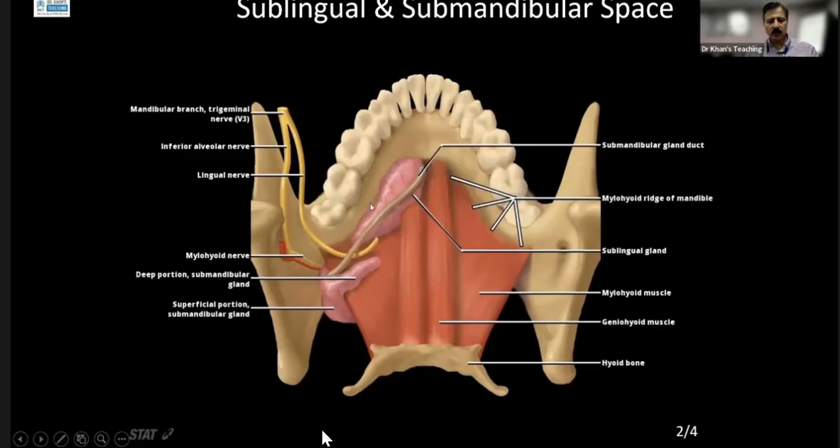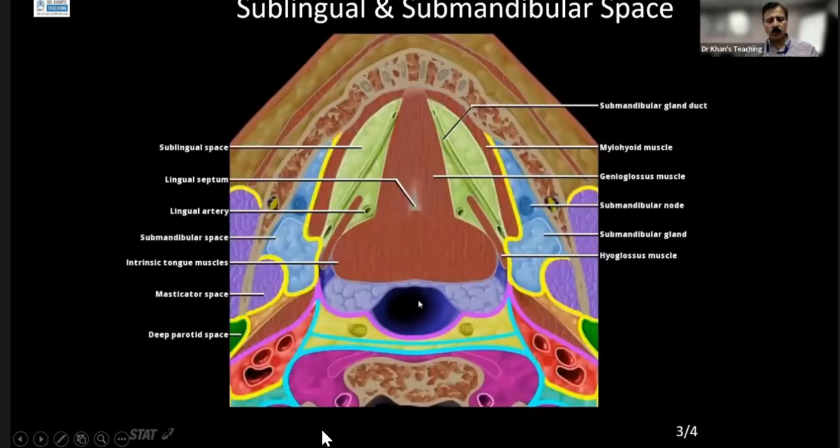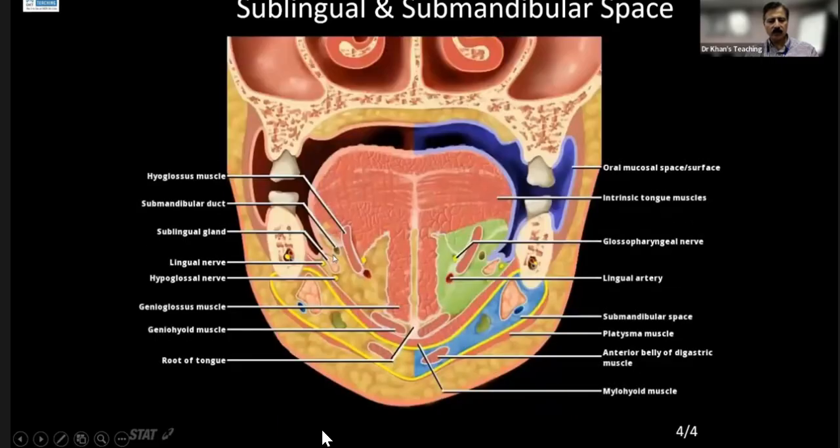So this is the sublingual gland. Now coming back, this green space is the sublingual space, and this blue space is the submandibular space. Now, if you concentrate on this coronal sequence, it tells you a few points to remember. This green space is the sublingual space.